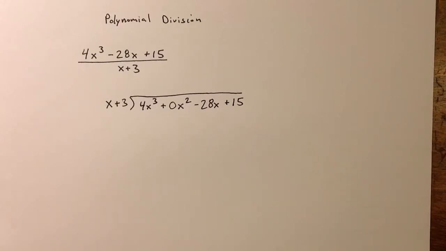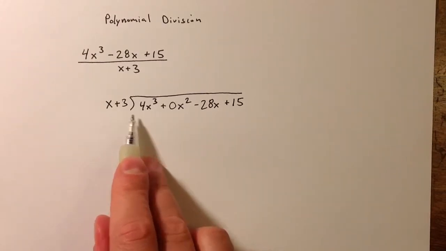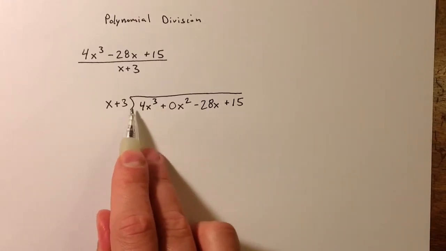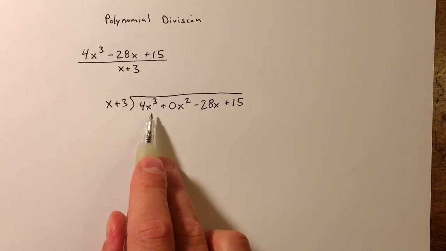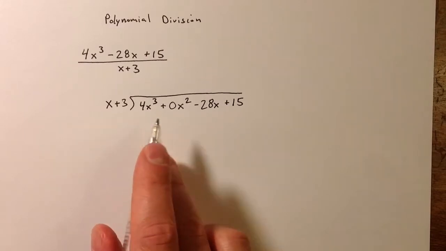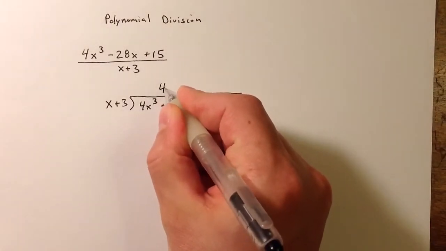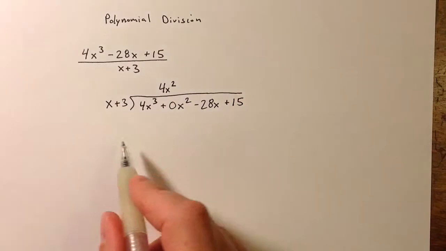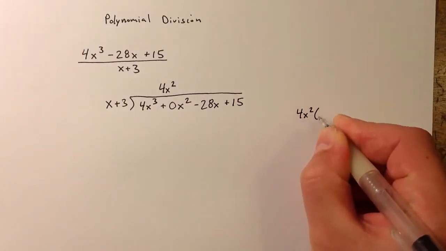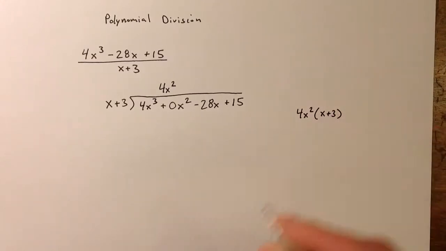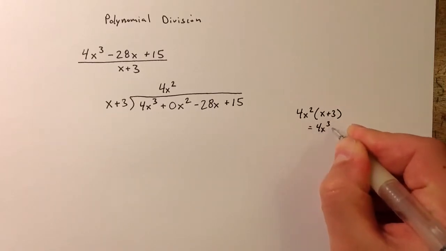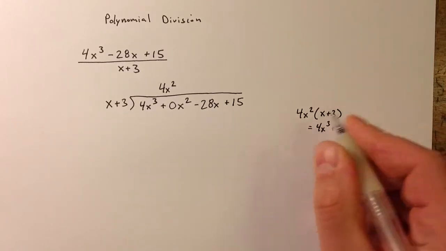I want to think about how many times the x plus 3 can go into this expression, and specifically how many times x can go into 4x cubed. Another way to think about that is, what can I multiply x by to turn it into 4x cubed? Well, I can multiply by 4x squared. So then we want to take that 4x squared and multiply x plus 3 by it. That gives us 4x cubed plus 12x squared.